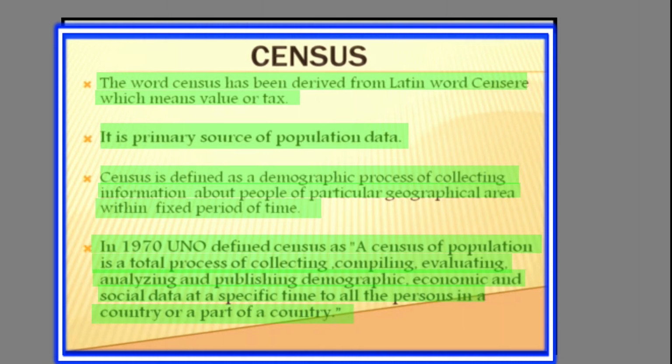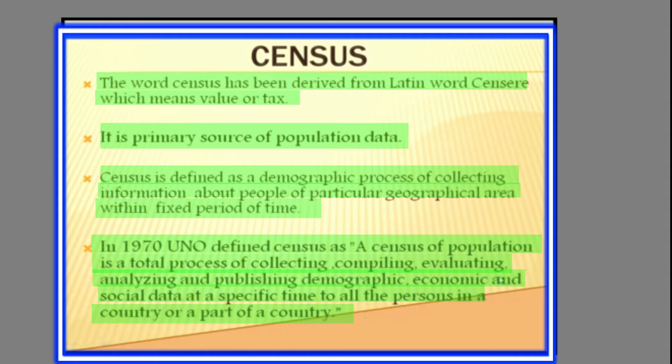It means a census of population is the total process of collecting, means to collect data, compiling means to make a list or book for publishing in secondary sources. Evaluating means to form an idea of amount, to know what amount of census is collected, or to judge. Analyzing means to examine, to analyze the mistakes, to see the mistakes. And publishing means to later publish it in some secondary sources such as newspaper, TV, FM, etc.